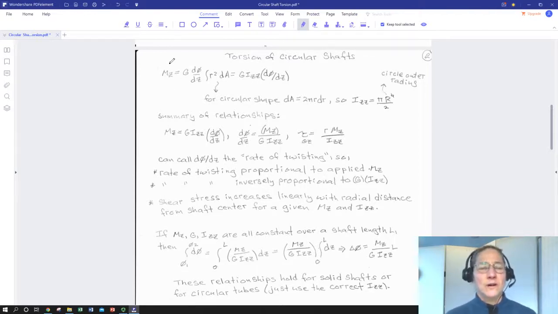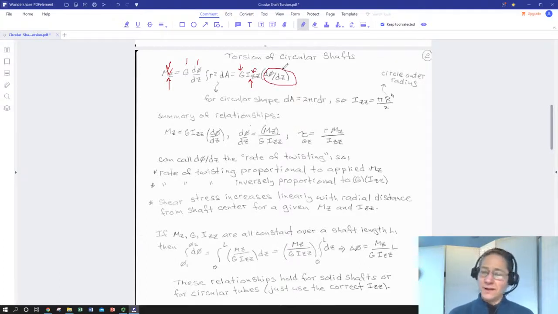So our applied moment that we're going to grab the shaft and twist is equal to shear modulus times our twist angle per unit length times this polar moment of inertia, which we can just express as IZZ. So here's our expression. We can designate what we apply. We can look up G in a handbook. We can look up IZZ for a given cross-sectional area. And here's the twist angle per unit length.